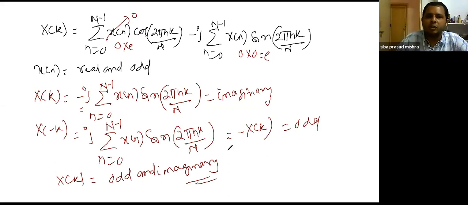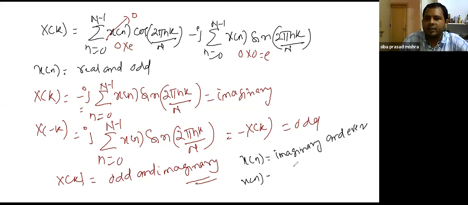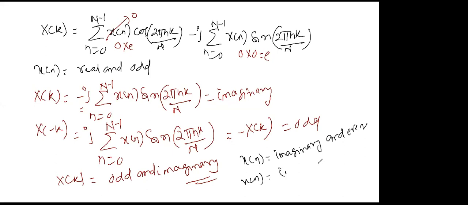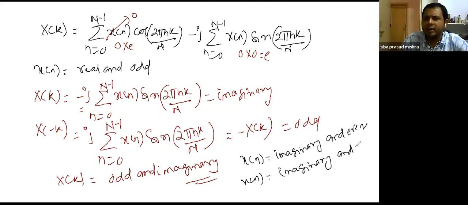Now can you do the rest two parts by yourself? Yes or not? What are the rest two parts? Same, you try. The rest two parts: x of n is now imaginary instead of real, imaginary and even, and x of n imaginary and odd. Same process. So what to do? Simple, instead of x of n, just take j x of n, because it is imaginary, real part is not present. That's why I am introducing j x of n.